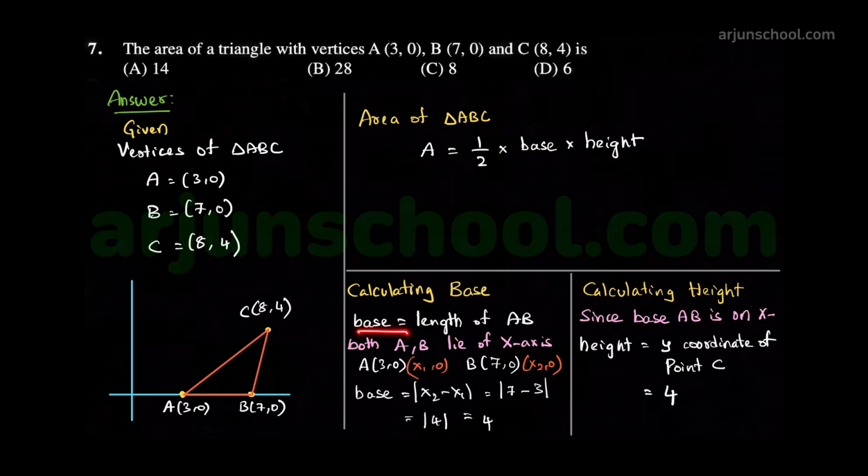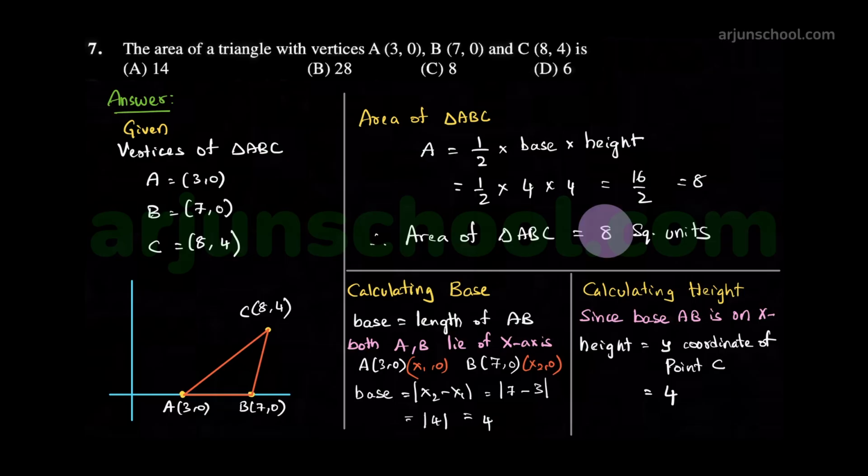Now let us substitute the values of base and height in the area formula. Area is equal to 1 by 2 into base, 4 units, into height, 4 units, that is equal to 16 by 2, that is equal to 8. Therefore, area of triangle ABC is equal to 8 square units. From the given options, option C, 8, is the right answer.